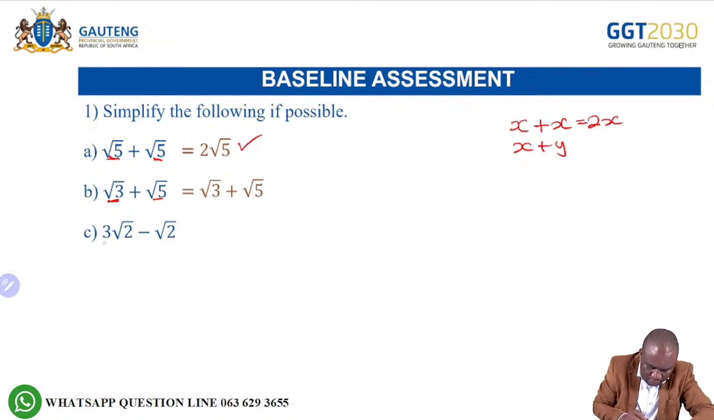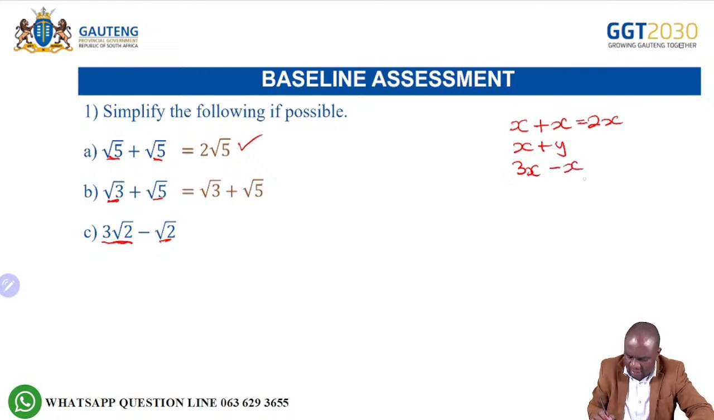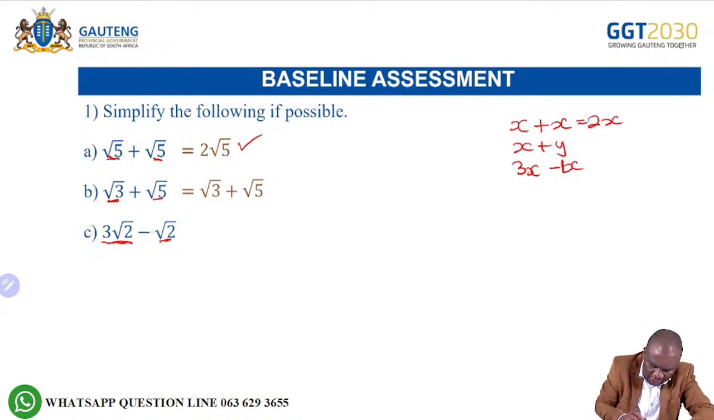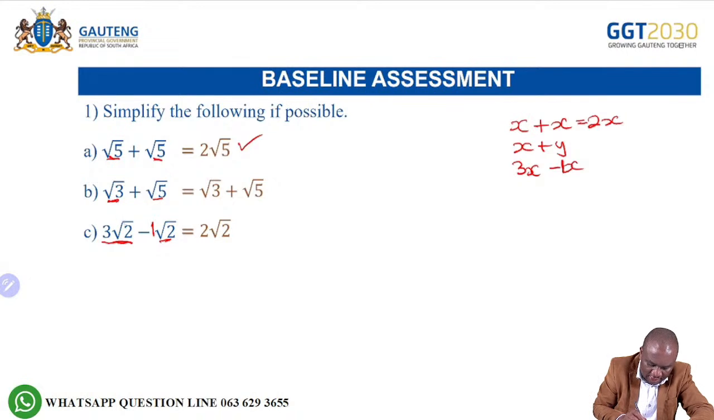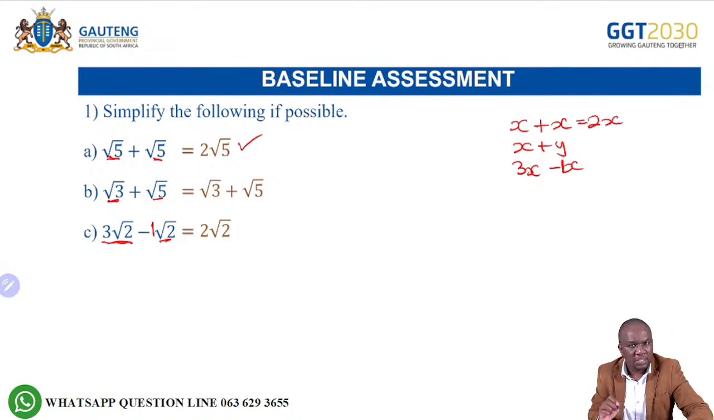And then 3 times square root of 2 minus square root of 2, it will be the same thing as, let me say, 3x minus x, isn't it? There's an invisible 1 here. So it's like 3x minus 1x. Here it's going to be 3 root 2 minus 1 root 2. What do we get? We must get 2 root 2. So we treat these as like terms if they are the same. If they are different, we treat them as unlike terms.